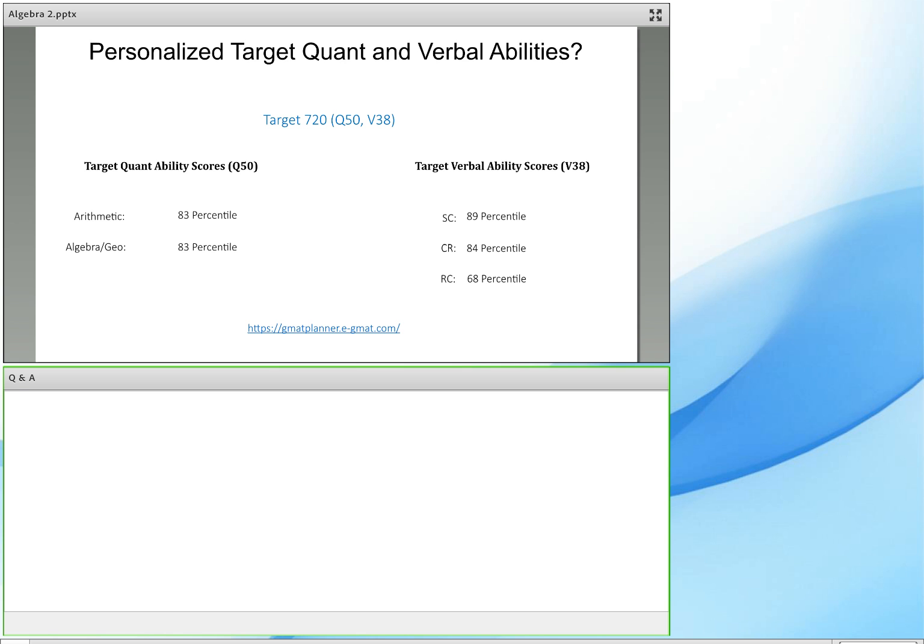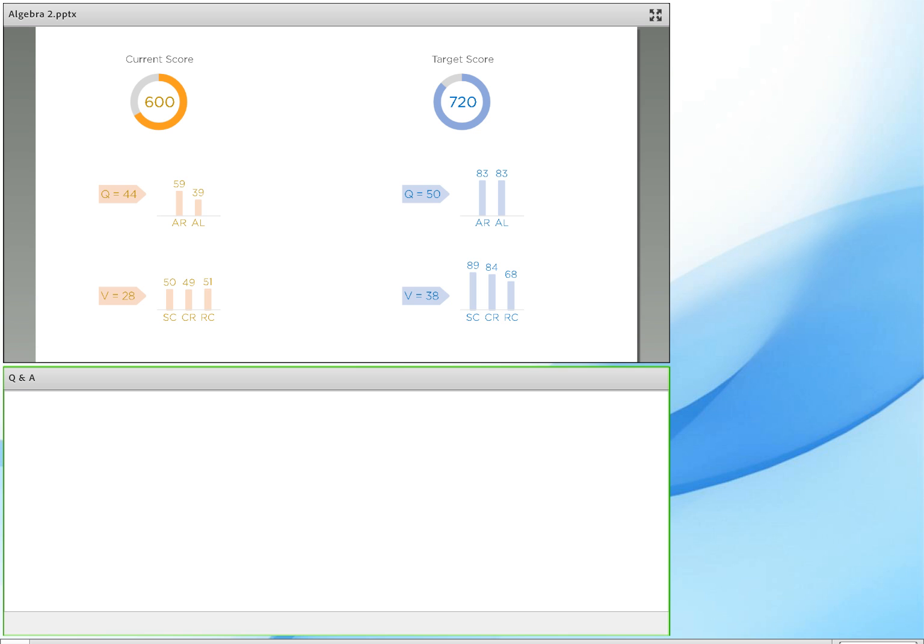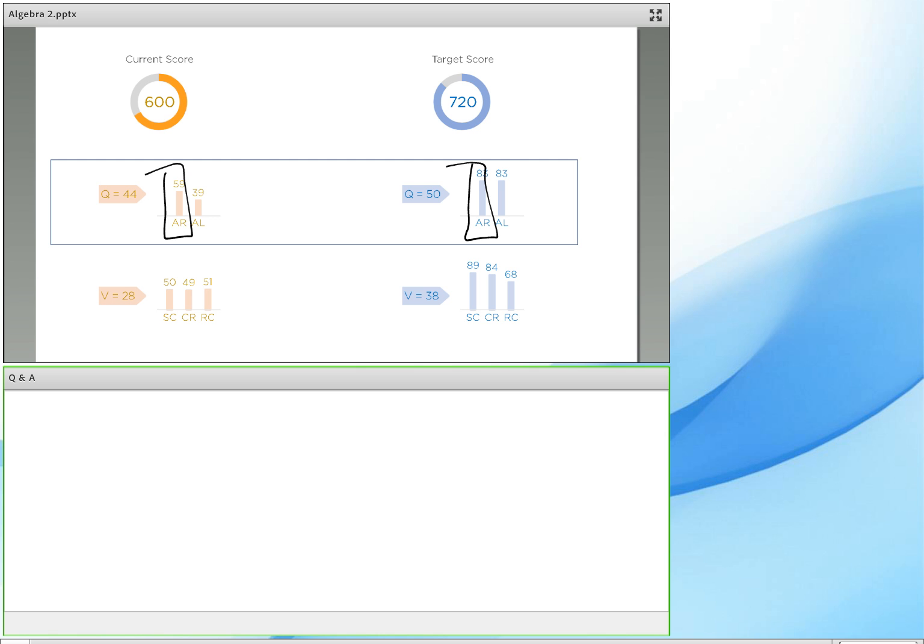When that happens, your overall GMAT preparation is the journey of 5 different abilities, from the starting abilities on the left over here to the ending abilities towards the right. So in arithmetic, for example, let me actually draw this. You're now looking to go from a 59th percentile in arithmetic to an 83rd percentile in arithmetic, or a 50th percentile in sentence correction, and forgive my bad handwriting, to an 89th percentile in sentence correction.